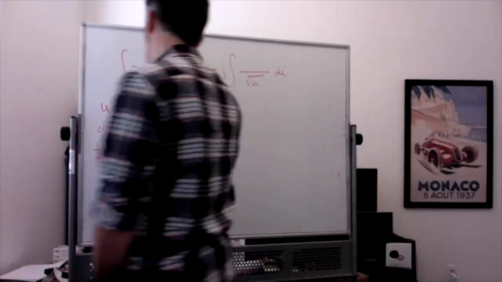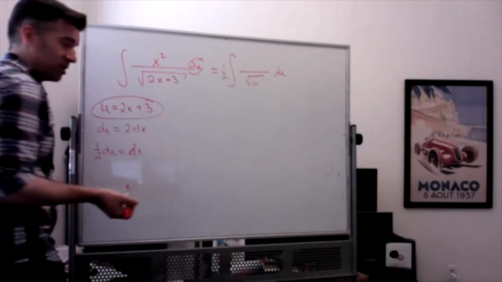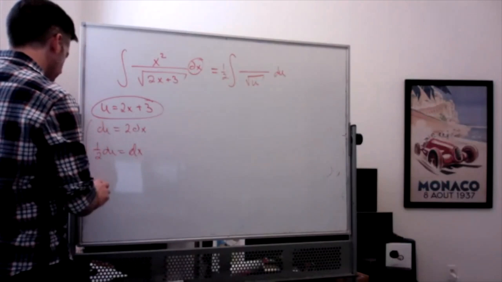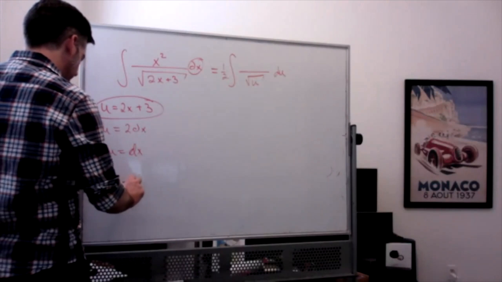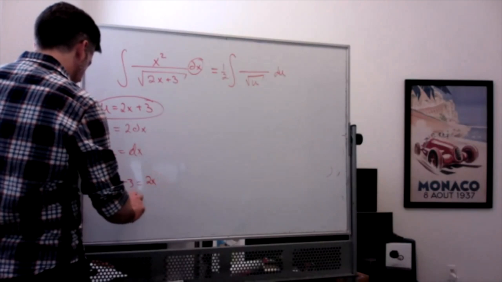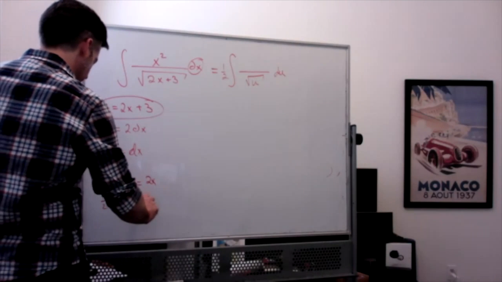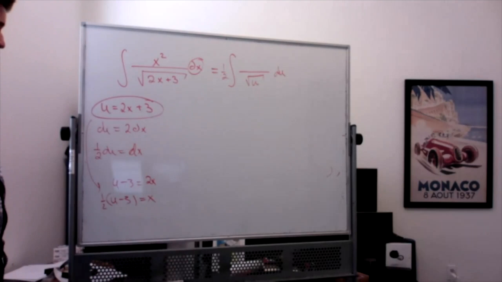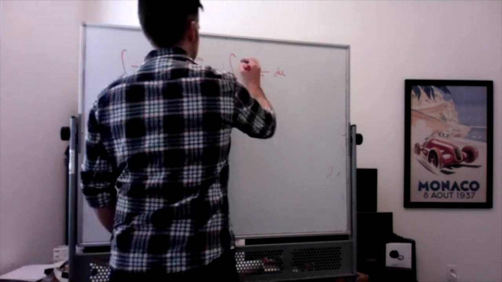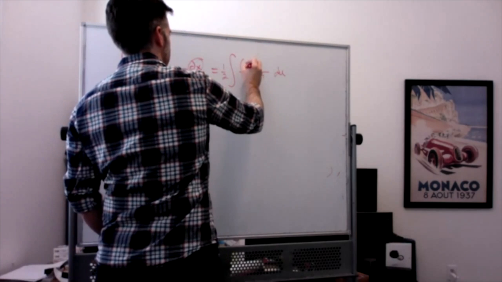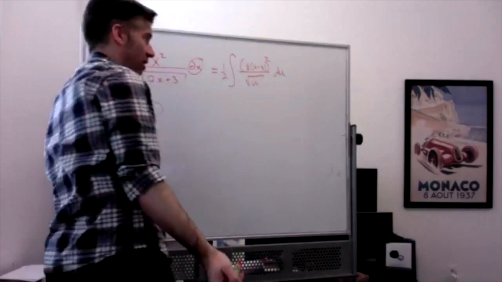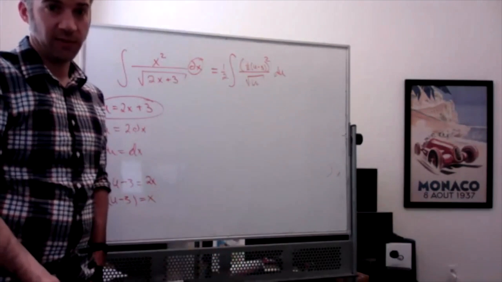So I'm going to take this choice for u, and I'm going to solve for x. So let's do it down here. u minus 3 equals 2x. u minus 3 times 1/2 equals x. That's just going to get plugged in for x, and then we're going to square that. So we're going to have 1/2 times u minus 3 quantity squared. That's what's going to happen there.